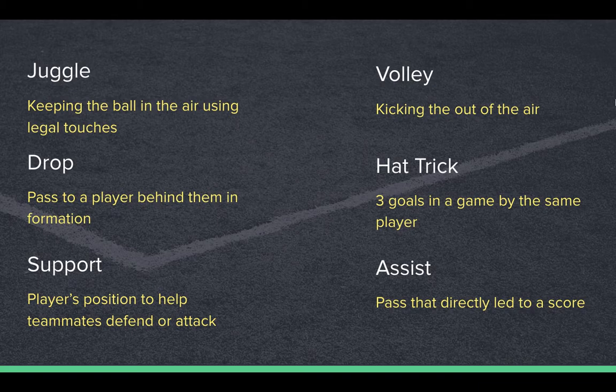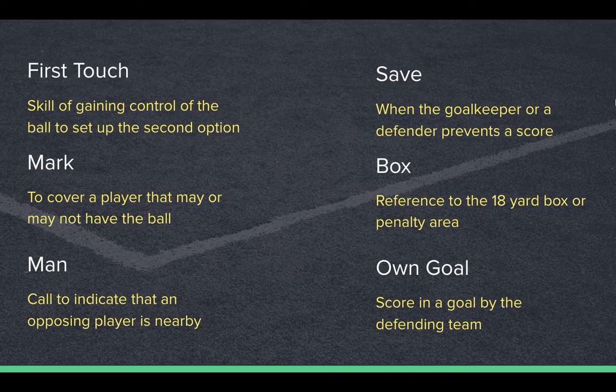Hat trick refers to scoring 3 goals in a game by the same player. An assist is a pass that directly leads to a score. First touch is a skill of gaining control of the ball to set up the second option. We often refer to this as one of the most important skills in the game. A mark is to cover a player that may or may not have the ball.